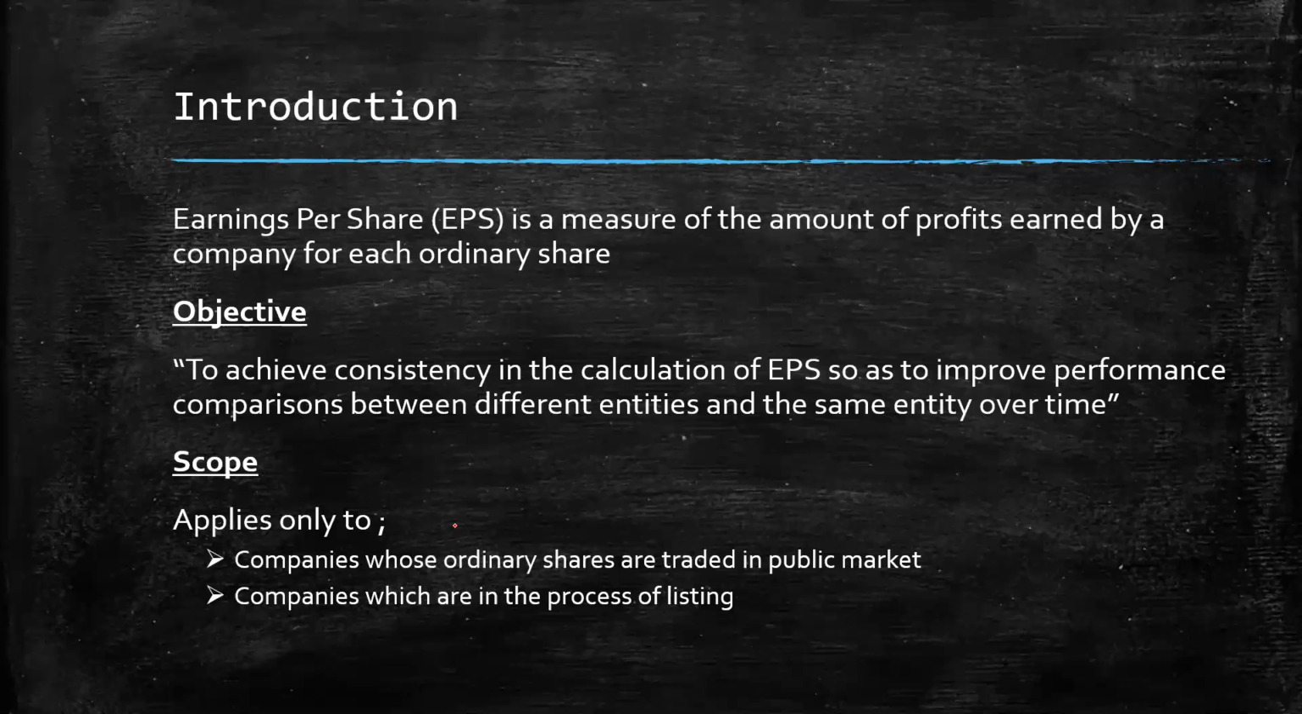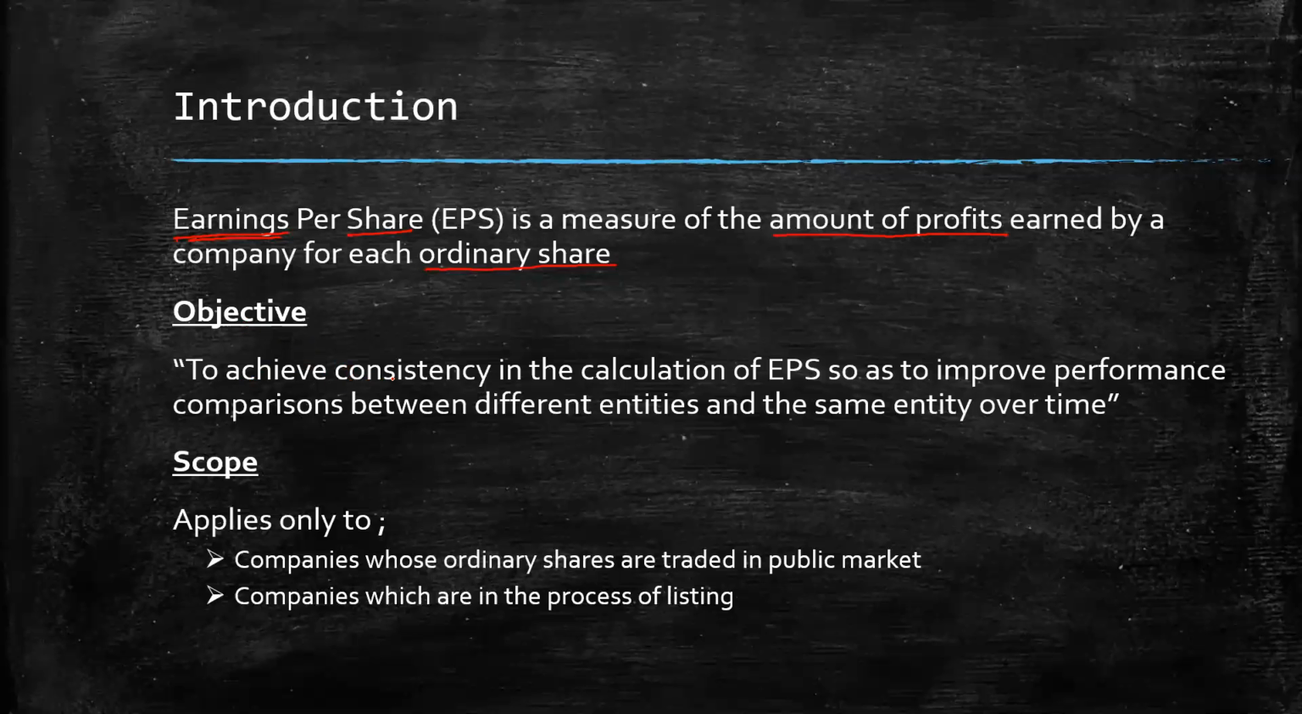Here, what do you mean by earnings per share? It is a measure of the amount of profits earned by a company for each ordinary share. So we should have a clear understanding of what we mean by earnings. Earnings means amounts of profits that the company has earned. Shares, we know there are mainly two types of shares: ordinary shares as well as preference shares. But here we need to specifically consider ordinary shares, right?